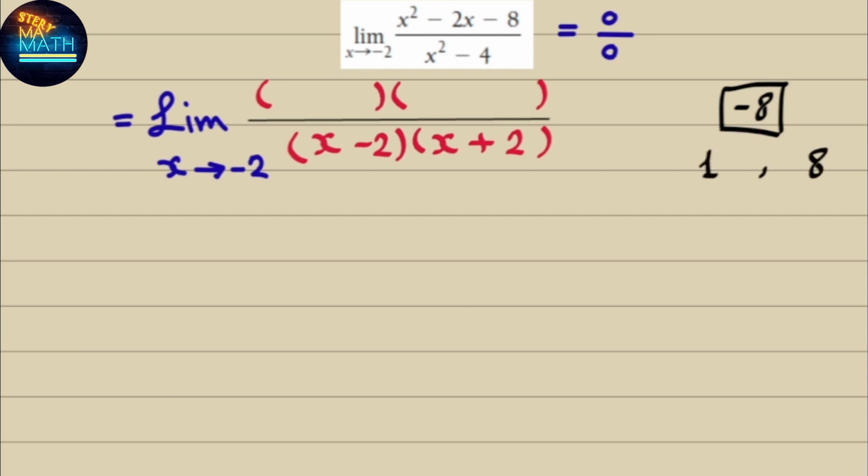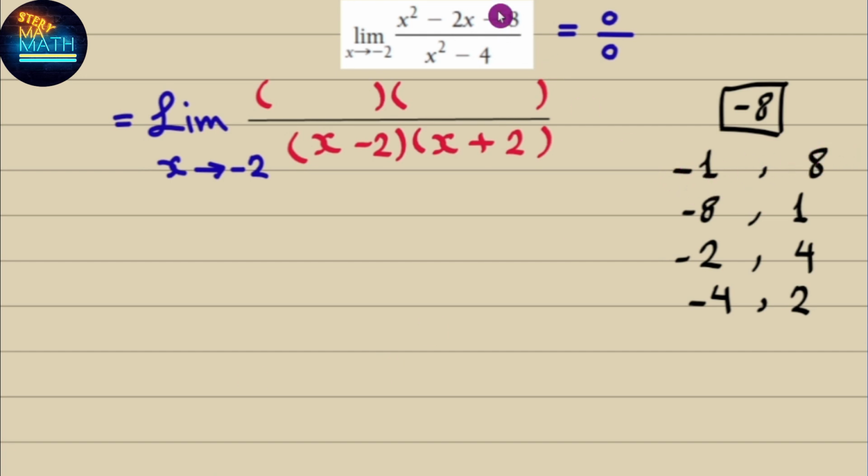Negative 8 is 1 times 8, but because the product is negative 8, one factor is positive and the other is negative. So it can be negative 1 times 8 or negative 8 times 1. Another two factors, 2 times 4. 2 times 4 is 8, but one is positive and the other is negative. So negative 2 times 4 and negative 4 times 2. Let's try the first two factors.